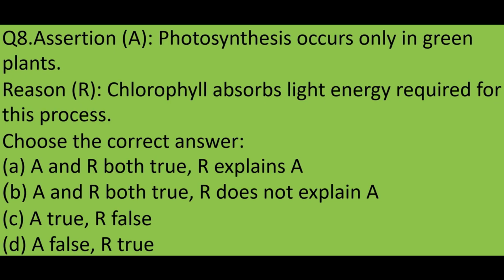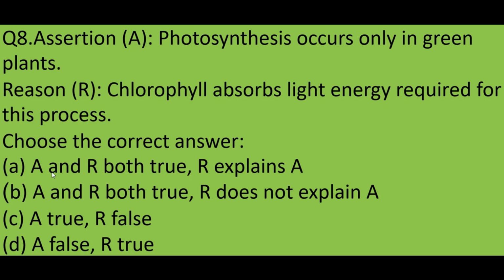The next question is based on assertion and reasoning that also carries 1 mark, where you have to choose the correct answers from the given options. Now the assertion for the question is photosynthesis occurs only in green plants. The reason given is chlorophyll absorbs light energy required for this process. Choose the correct answer from the following options.